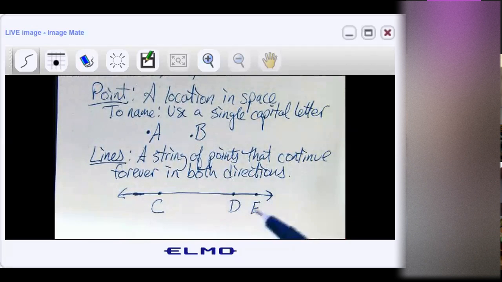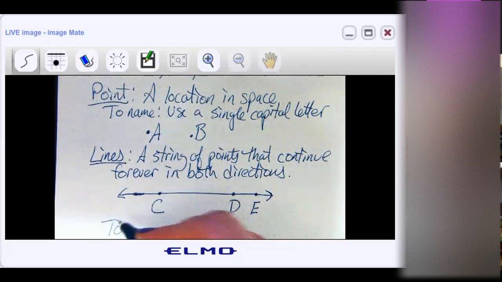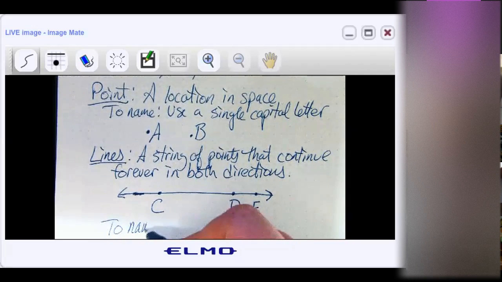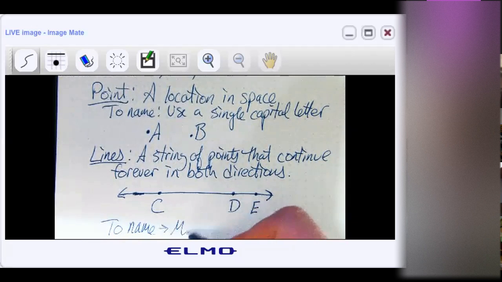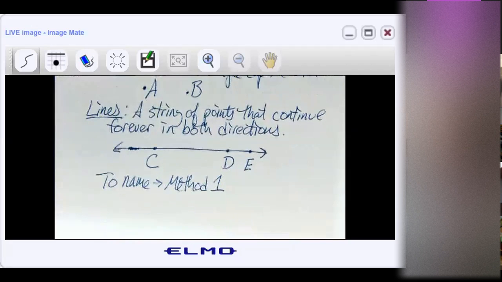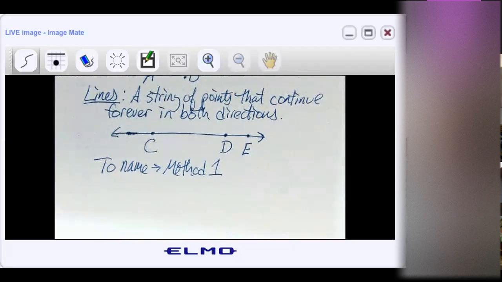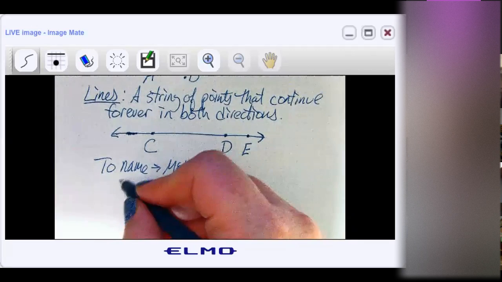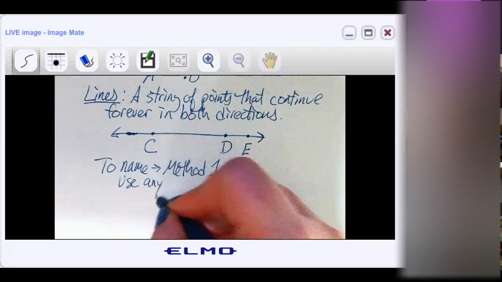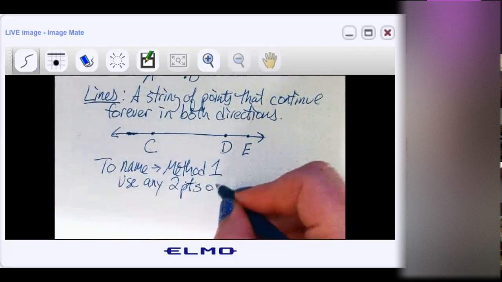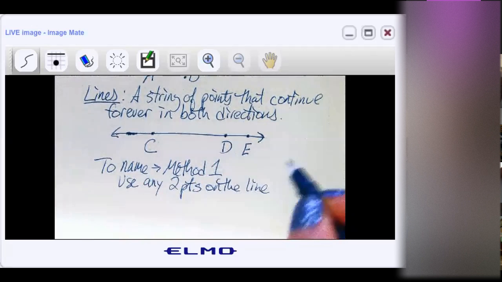So I'm going to use those to name this line. There's actually 2 different ways to name lines, and let's go over the first. Let's call this method 1. This is the most standard way. This is what you're typically going to see. And the rules for naming lines in method 1, you get to just pick any 2 points. It doesn't matter which 2. It doesn't matter what order you name them in. So you just pick any 2 out of C, D, and E. Just pick any 2 you want. So use any 2 points on the line.